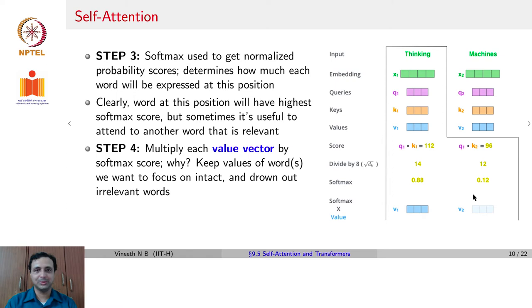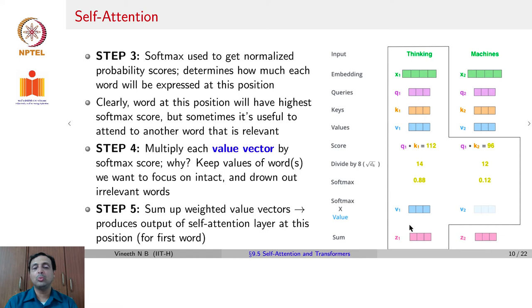And we finally then do a weighted sum of all of these V1, V2, V3, and so on vectors to get a final Z1, Z2, and so on. So Z1 here is the weighted sum of V1 times its softmax value plus V2 times its softmax value plus V3 times its softmax value, which together form Z1. Similarly, Z2 would be formed when we process the word machines.